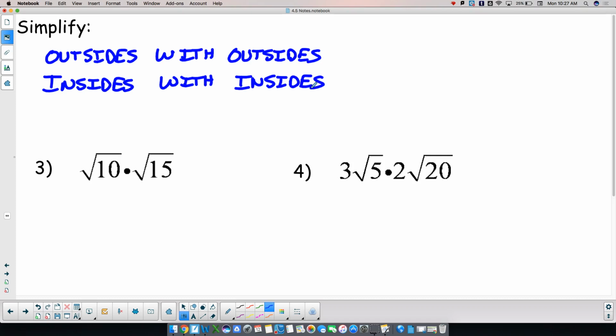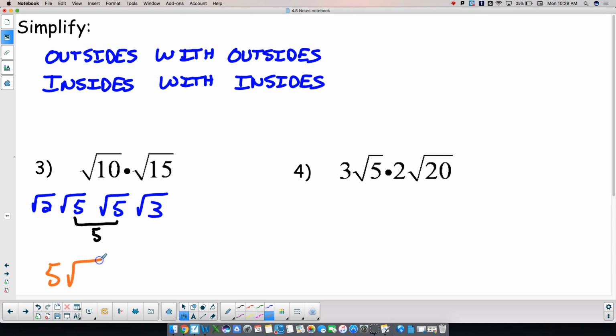Square root of 10 times the square root of 15. If I were to simplify first, I would go, the square root of 10 is the square root of 2 times the square root of 5. Neither one's a perfect square, but the square root of 15 is the square root of 5 times the square root of 3. These two then combine to be 5. And so my answer here becomes 5 times the square root of 6.